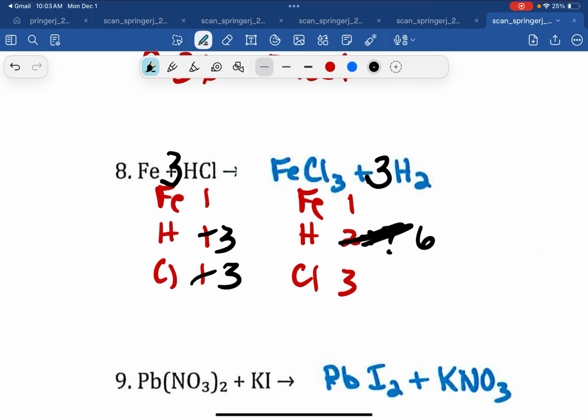And then I'll have to put, where's my eraser? Where's the eraser? Oh, there's the eraser.